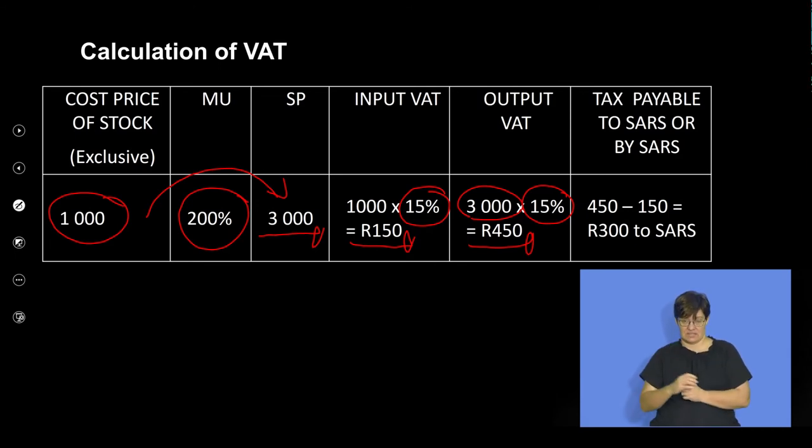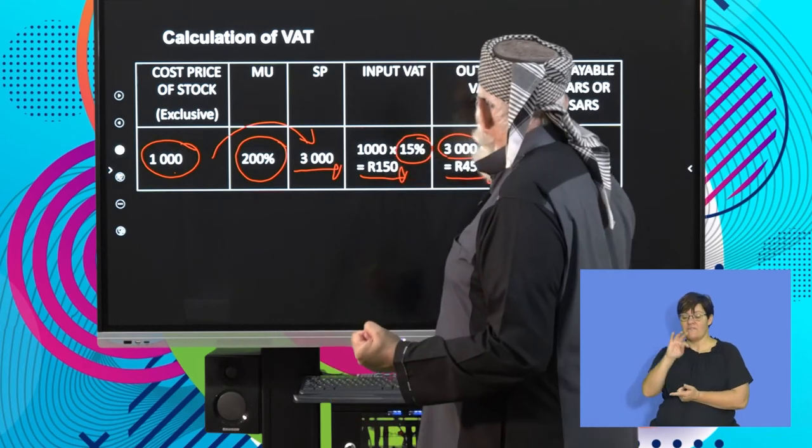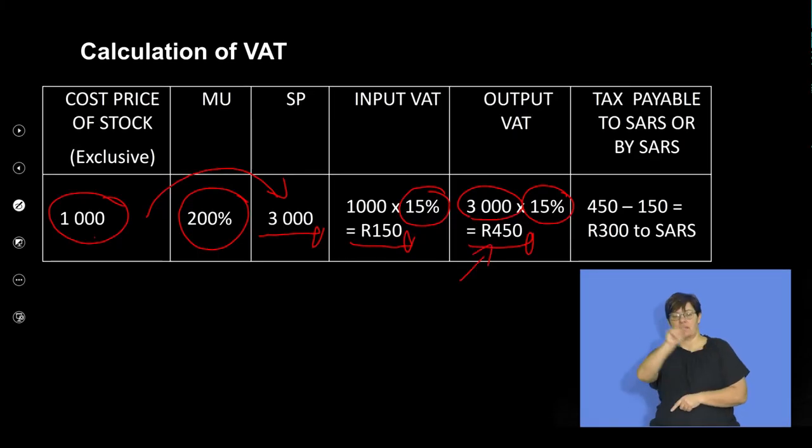So, on the 1,000 Rand, on that amount there, you've paid VAT of 150 Rand. But then you took those goods, you marked it up, you sold it at 3,000 Rand, and you collected VAT from your consumer, from the end user at 450.